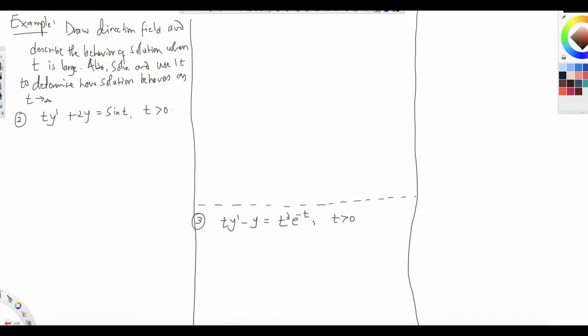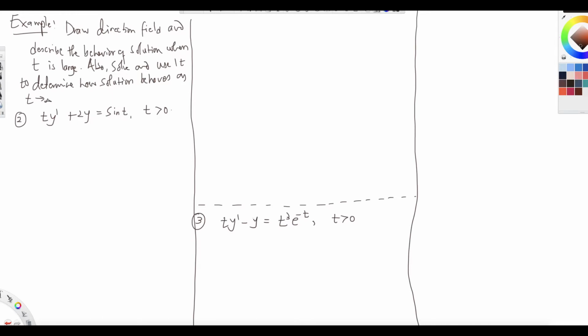In the last video, we discussed separable differential equations, and also we started the first order linear differential equation, and I did one example from the book. In this video, I'm going to do more examples.